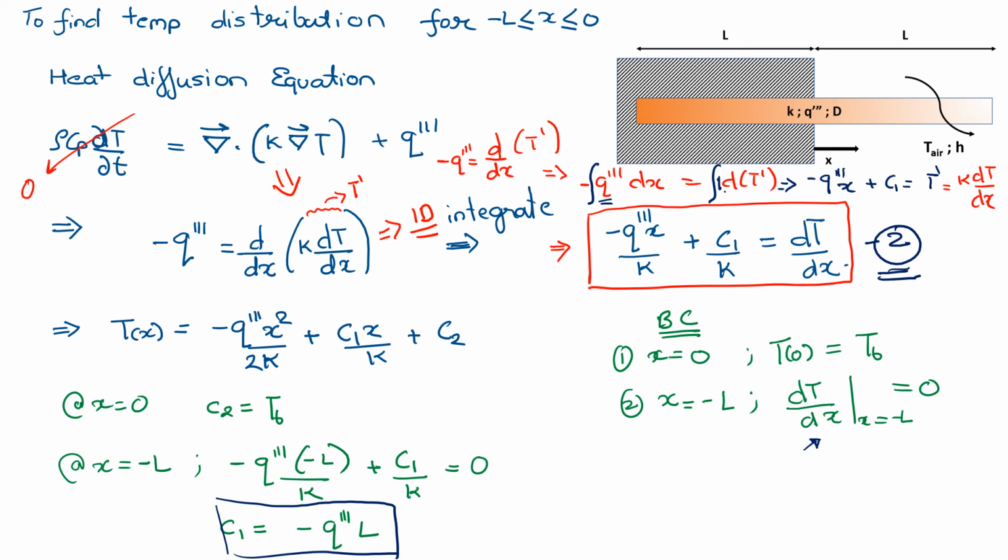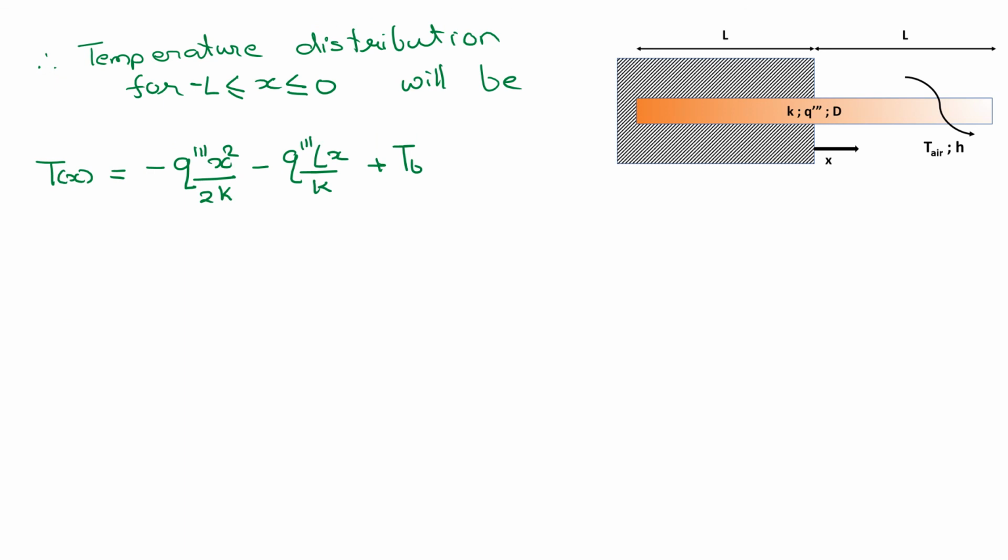Okay, so now we found out the values of both the constants in known values. So we know what Tb is, we know what q triple prime is, and we know what L is. So the temperature distribution in this case, excuse me for the sound, will be T of x equals q triple prime x square by 2k minus q triple prime into L, which is a known quantity, times x divided by k plus Tb.